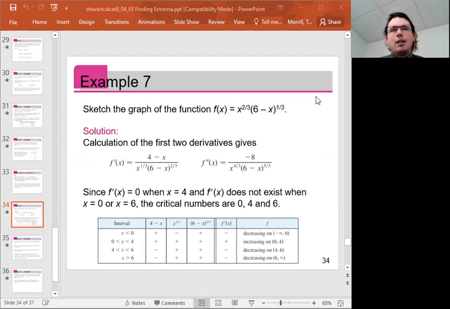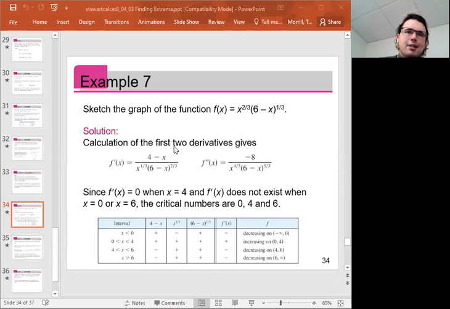Here's a function. f(x) is x to the power 2/3 times the quantity 6 minus x, all to the power 1/3. And here we have calculated our first two derivatives using the product rule and then later the quotient rule. And we build up this nice table of values in our scratch work.